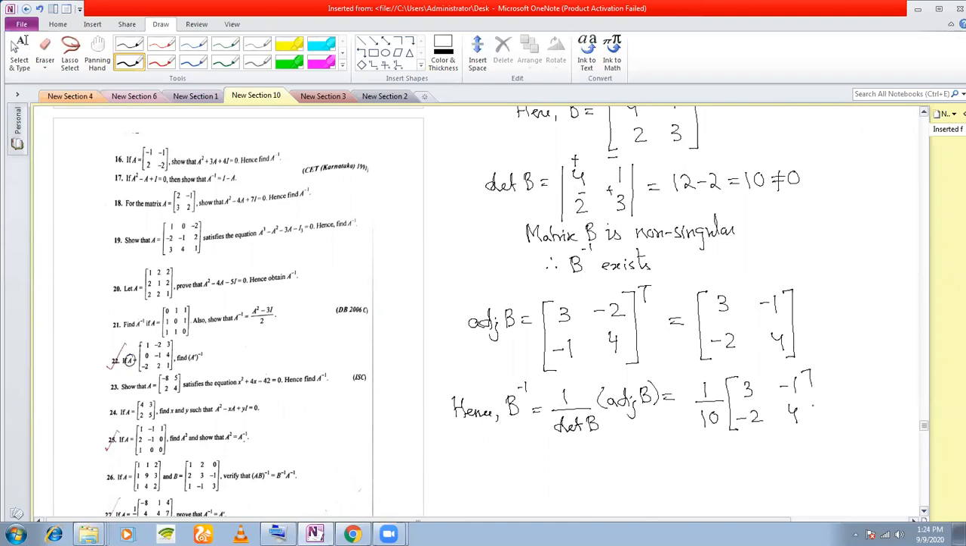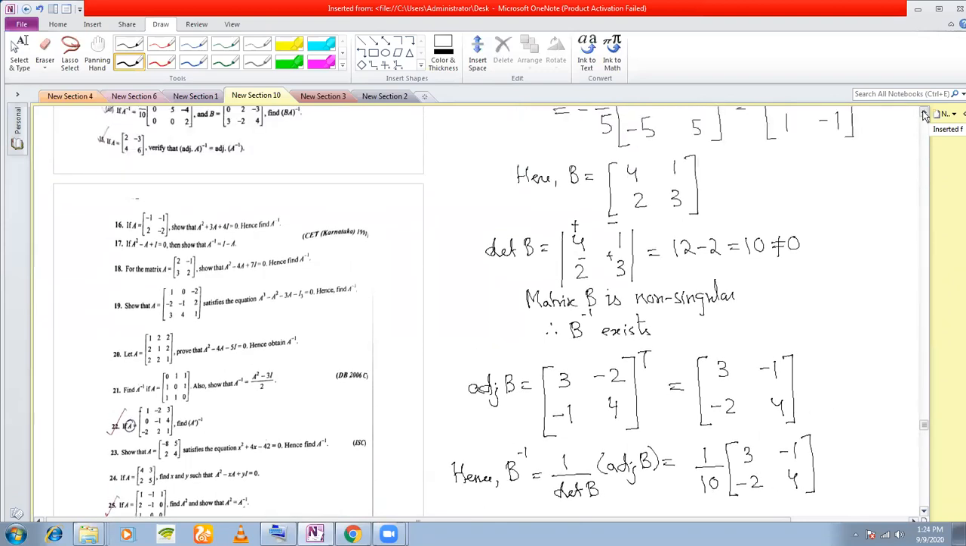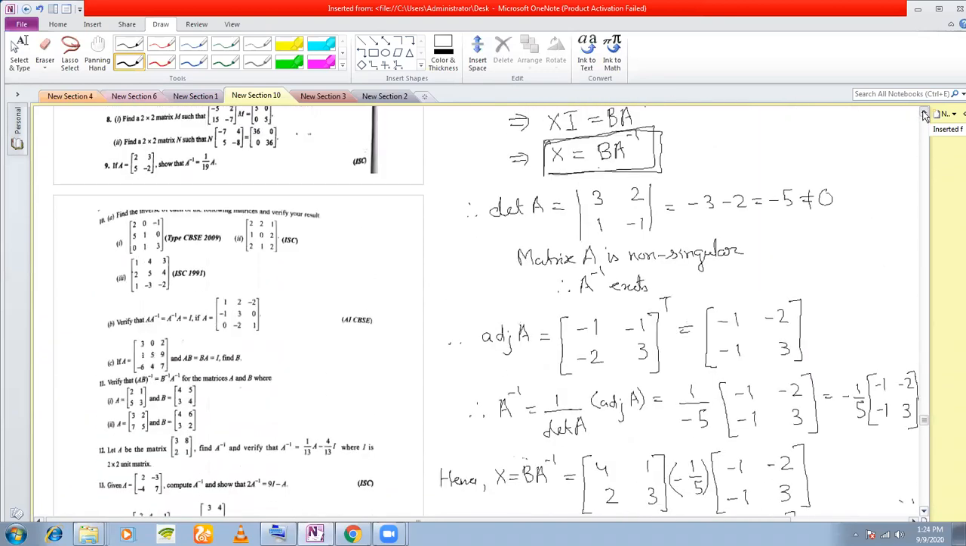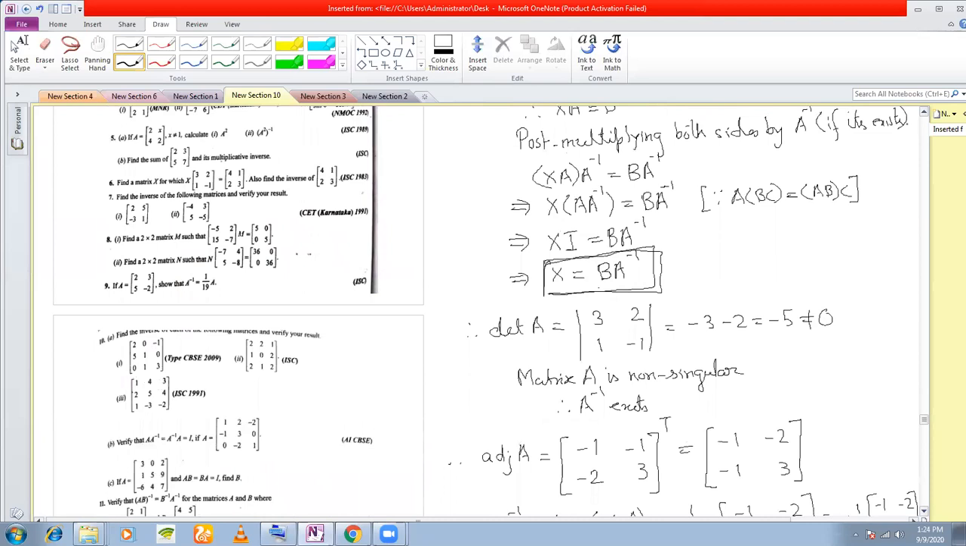You leave your answer minus 2 as it is. So this is your inverse. Okay, so this was your number 6. Let's see if there is any other problem worth doing. You can do number 7 on your own if you want. These are just practice problems, nothing else.